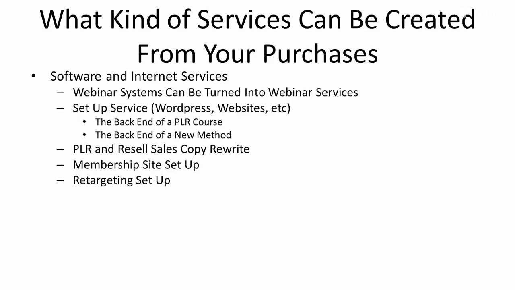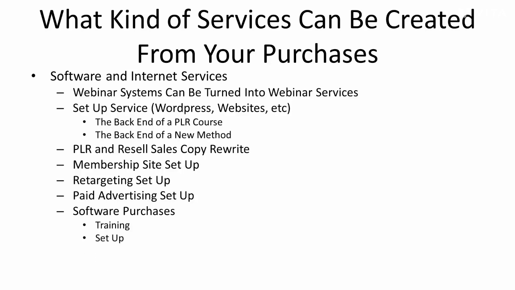Lots of people do not necessarily want to set up their own retargeting. If you know how to set up retargeting, you can actually do that for other people. Lots of people do not necessarily want to set up their own paid advertising on YouTube or Google. If you know how to do those things, these are things that you can actually offer to other marketers as a service. For your software purchases, you can actually offer training. So there's a particular kind of software package that people are buying, but yet it's a little technical. You can actually sell or offer training. Or you can offer setup services for some of those software purchases.